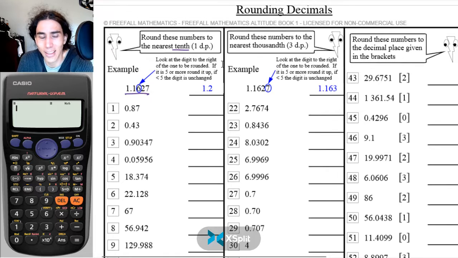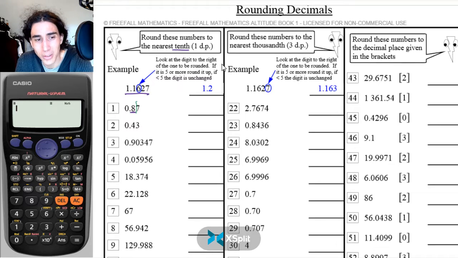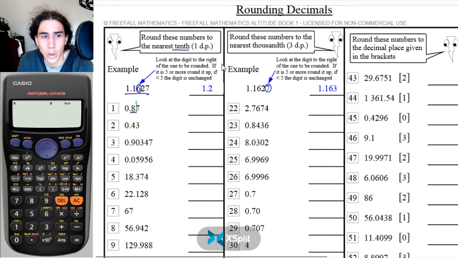So 0.87, we look at that, it's 0.8. But we look at the next digit afterwards. That next digit afterwards is a 7. So we round up to 0.9. All right, so we go 0.4 because we're going to 1 decimal place, the nearest 10th. And the next digit after that is a 3. And if it's a 3, you leave it how it is. The trick is 5 and up, we got to round up.